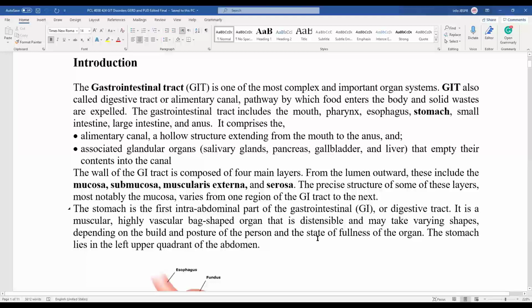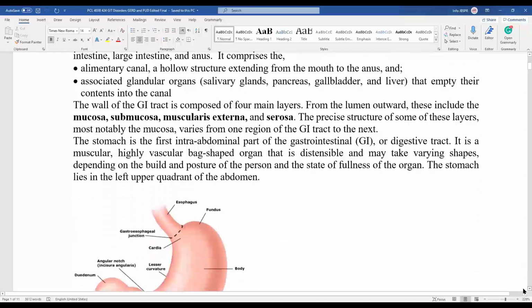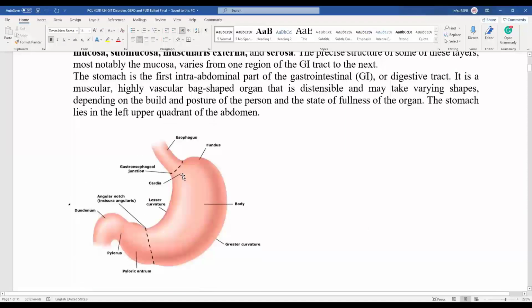The wall of the GI tract is composed of 4 main layers, starting from the mucosa, which is internal, then submucosa, then muscularis externa, and serosa. We are interested in the structure of the stomach. The esophagus is leading to the stomach. This is what is called the lower esophageal sphincter. There's the upper one. Don't know whether that one is showing in the other picture.